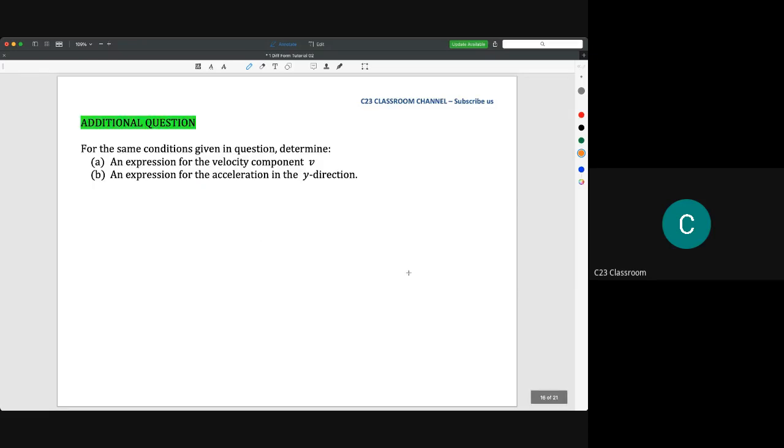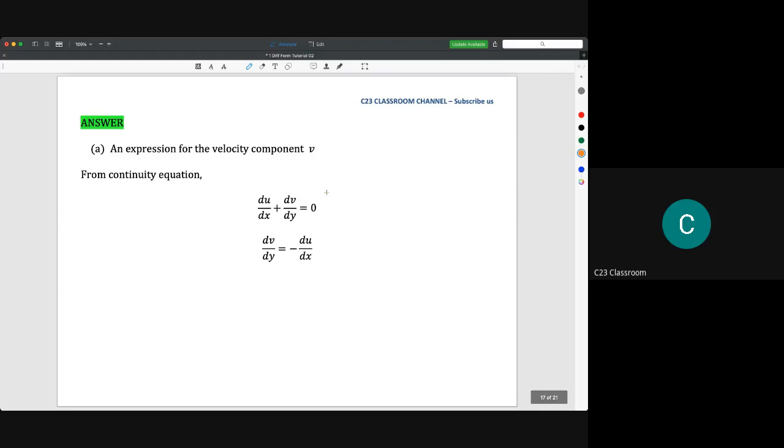Okay, let's say we are dealing with the same question, but we need to determine the expression for the velocity in the y component, the v component, and also the expression for the acceleration in the y direction. In the previous question, we were calculating the x-axis. Now we are calculating the y-axis.